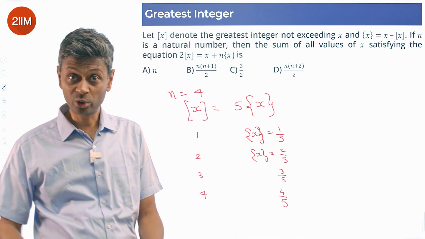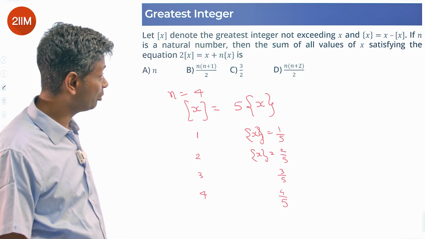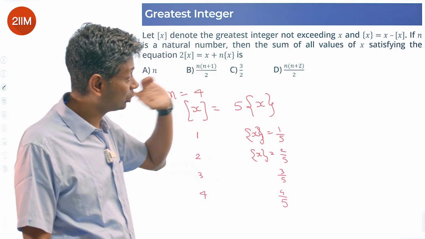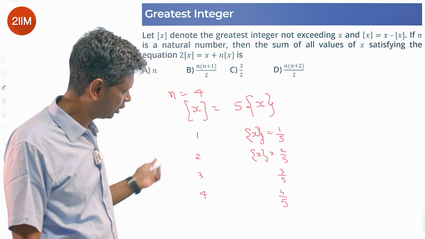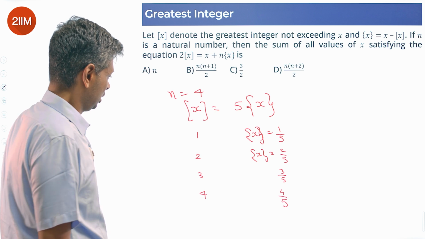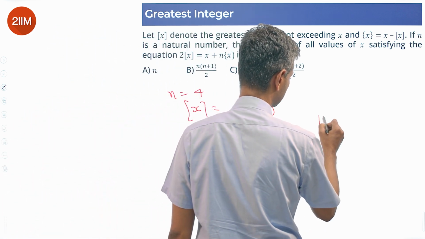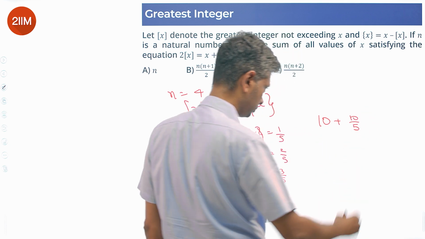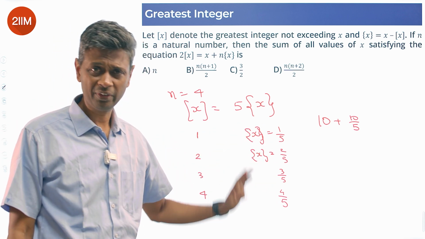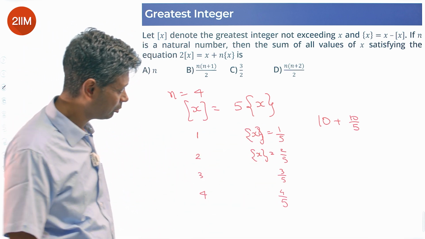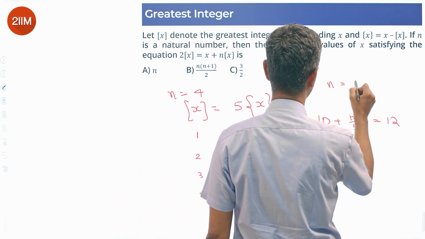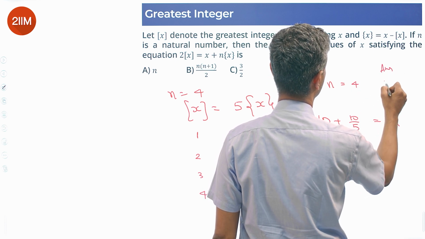Brilliant. Now we are on to something. We don't need to find how many values there are, or the different solutions. We want to find the sum of all such possible values of x. So 1, 1 by 5, 2, 2 by 5, 3, 3 by 5, 4, 4 by 5. Add all of that up. This is 1 plus 2 plus 3 plus 4, which is 10, plus 10 by 5, which is 2. So it is 12. When n is equal to 4, our answer is equal to 12.